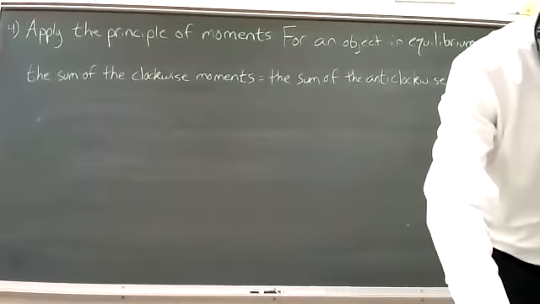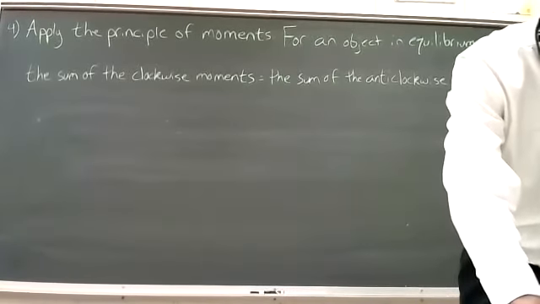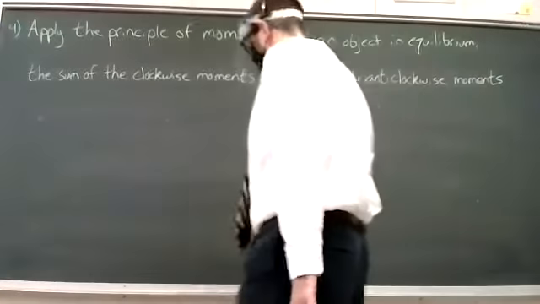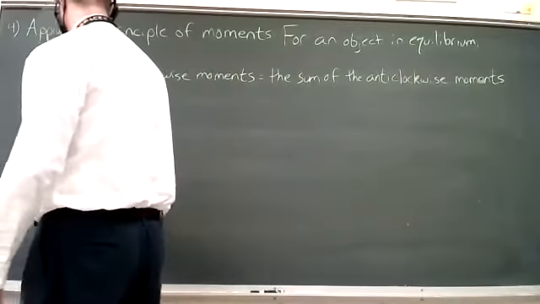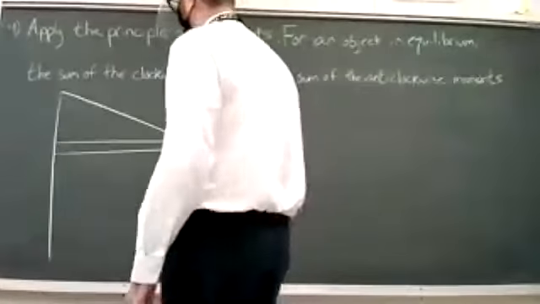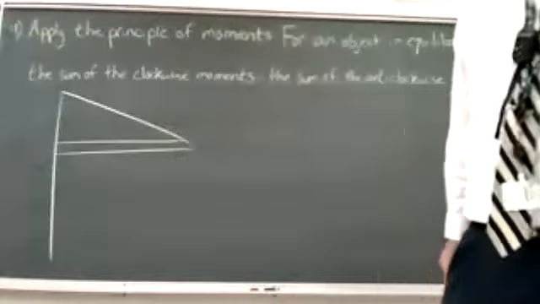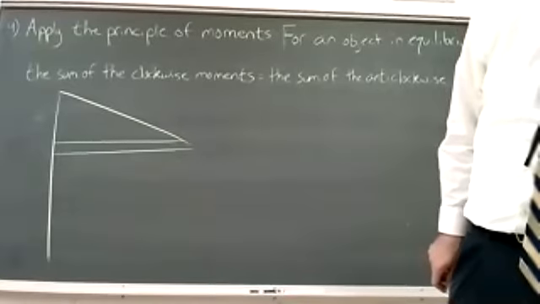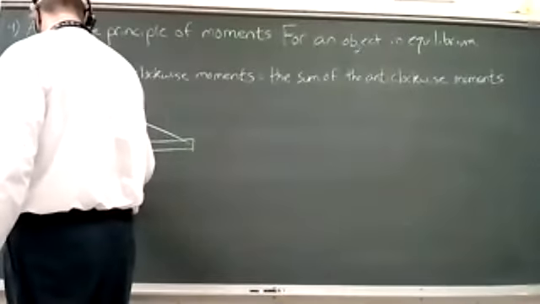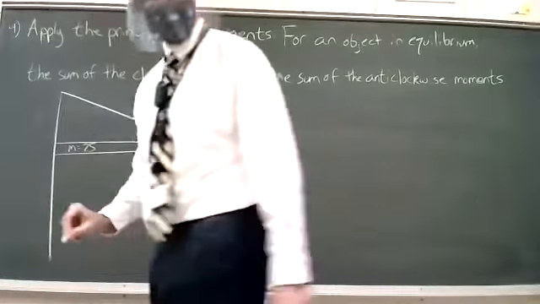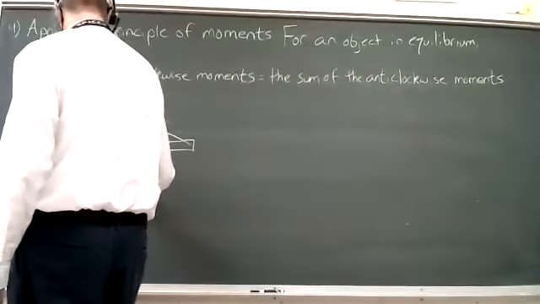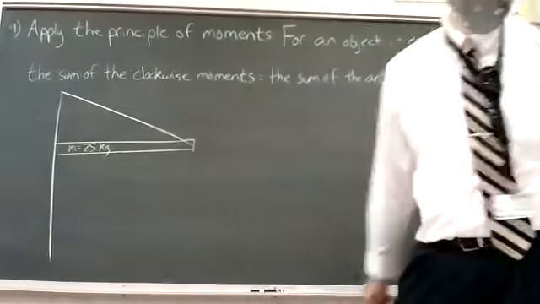A flagpole of mass 25 grams is held in a horizontal position by a cable. So, a flagpole held in a horizontal position by a cable. Okay. The mass of our flagpole is 25, what is it, kilograms? 25 kilograms. All right.